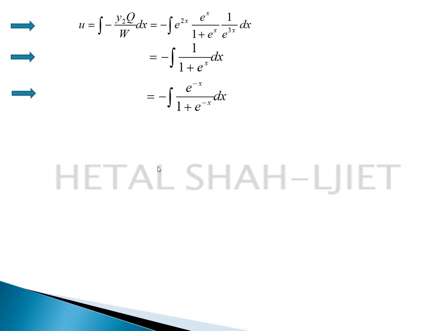See, multiply e raised to minus x in both the numerator and the denominator. So 1 into e raised to minus x is e raised to minus x. Here e raised to x into e raised to minus x is e raised to 0, that is 1. So in the denominator we get e raised to minus x plus 1, or we can write 1 plus e raised to minus x. Here the derivative of the denominator is in the numerator. So the integration of this term is log of the denominator, that is log of 1 plus e raised to minus x.